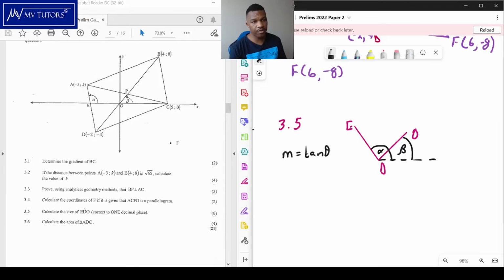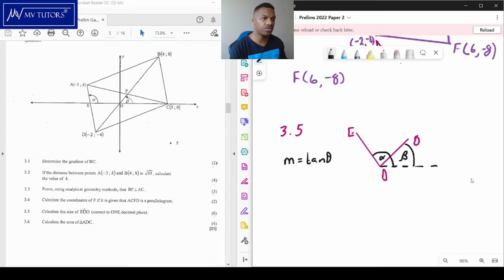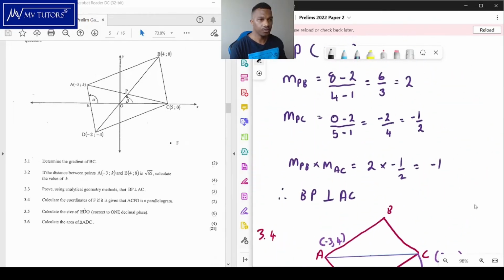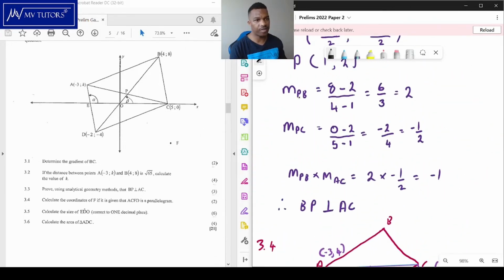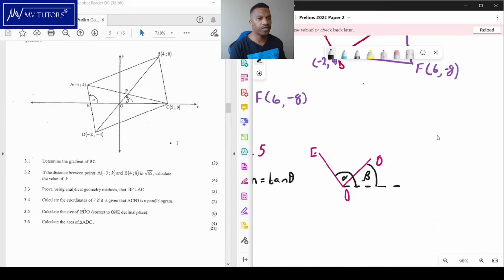So for the purposes of this one, let's start with beta, DO. Do we know the gradient of DO? DO has the same gradient as BP. I think we solved it. It's either 2 or -2. The gradient of PB, DO and PB are the same, so that's the one of -2. I mean of +2.